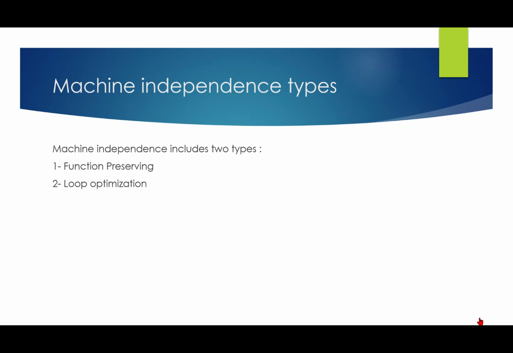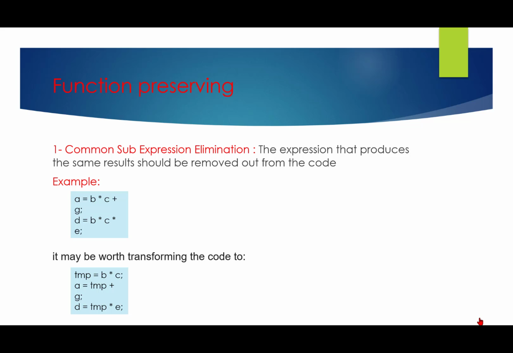Machine-independent optimization has two types: function preserving and loop optimization. Function preserving: the first one is common sub-expression elimination. Expressions that produce the same result should be removed from the code.